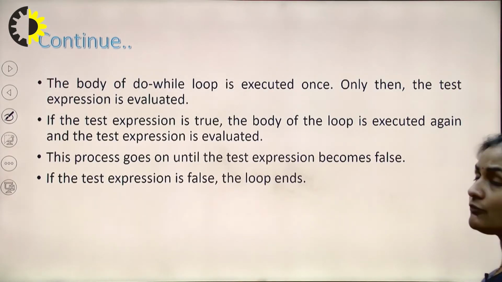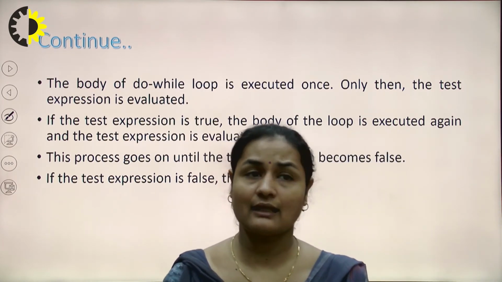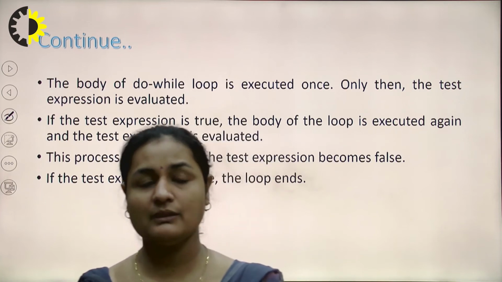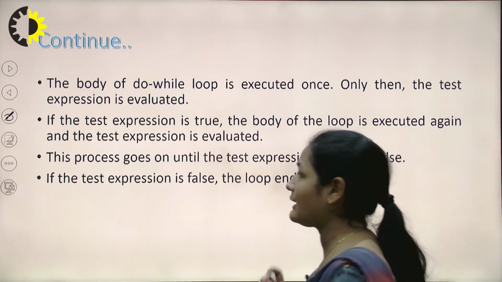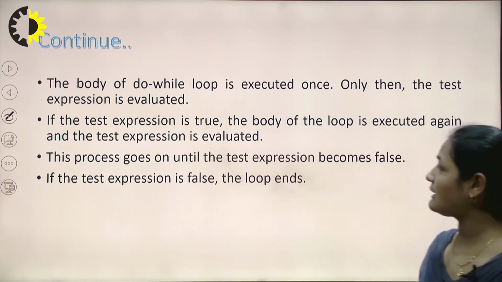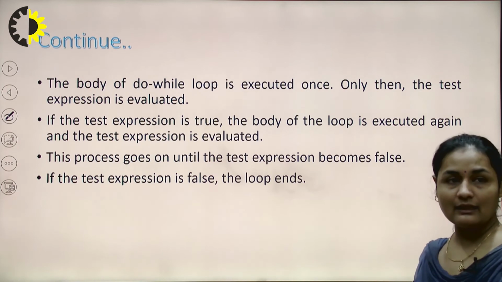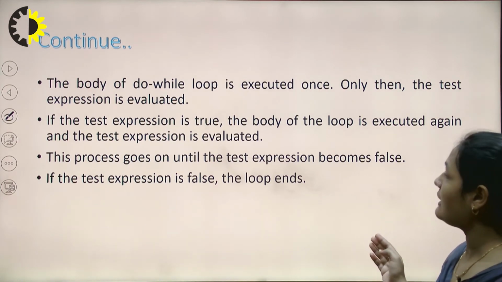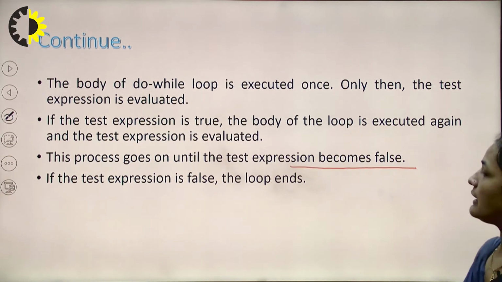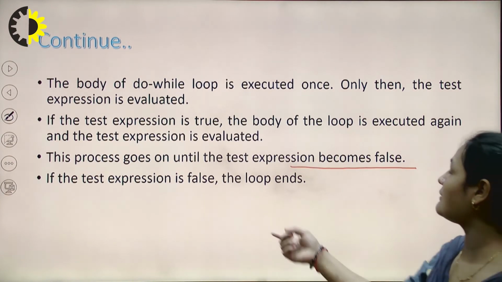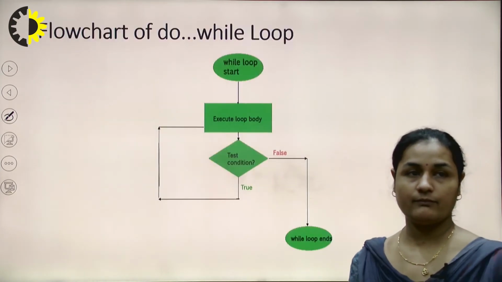The body of do while loop is executed once, only then the test expression is evaluated. Means if the condition is false, then the body will be executed at least once. If the expression is true, the body of the loop is executed again and again, and the expression is evaluated. This process goes on until the test expression becomes false. If the test expression is false, then we move out of the loop. That means the loop will end.